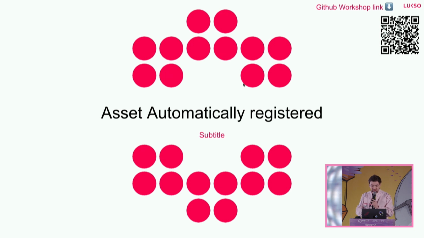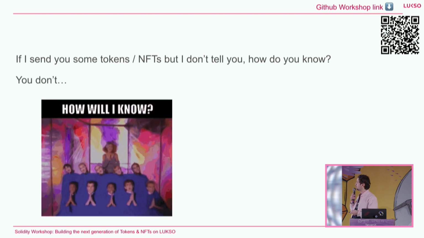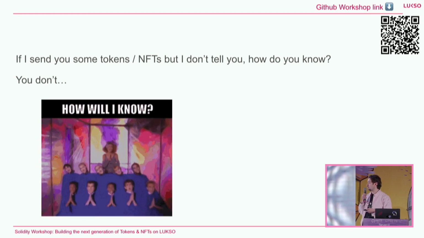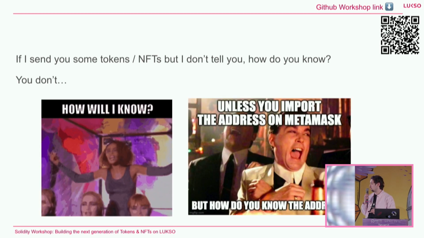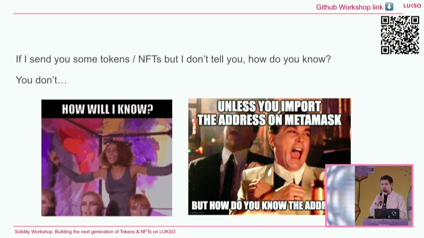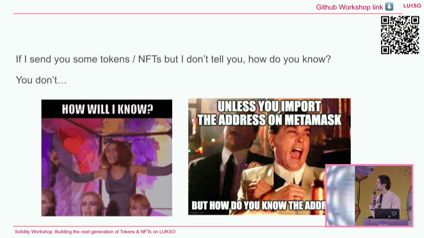So the way it works with LSP8 is that assets are automatically registered. So here's a basic question. If I send a token or an NFT to someone, but I don't tell you, how do you know that you have received it? And the answer is that basically you don't. The only way you know is by adding the address on MetaMask, by importing it. But how do you know the address of a token that you have received if you don't know that you have received a token?